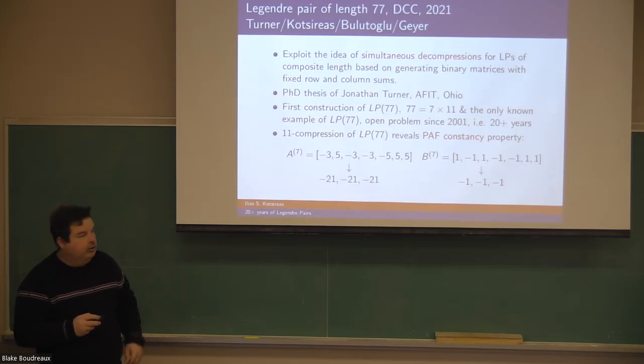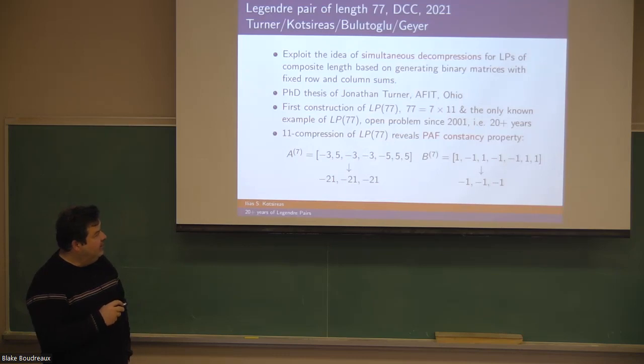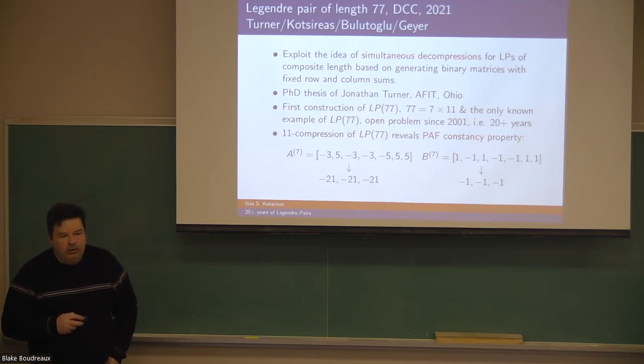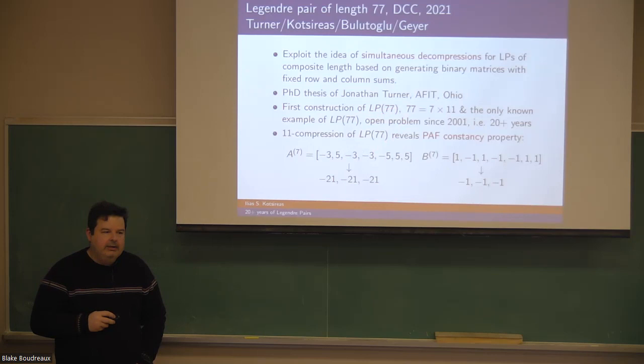So I'm not going to go into the details, but anyway, using his ideas, we managed to solve this LP77, which was an open problem since 2001, pretty much. And we found it. We sent it to a reputable journal called DCC, Designs, Codes, and Cryptography. The editor was very surprised and accepted it in 15 days, which is very, very unusual for any journal.